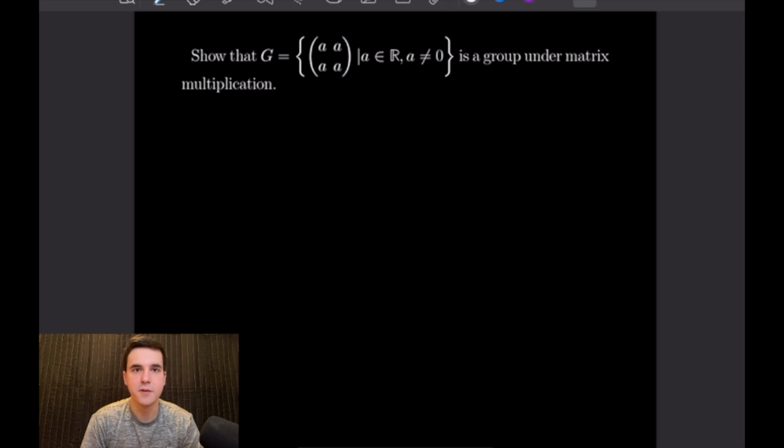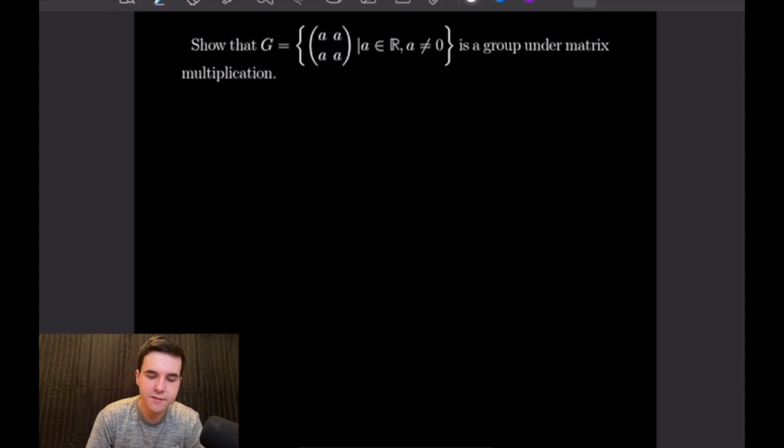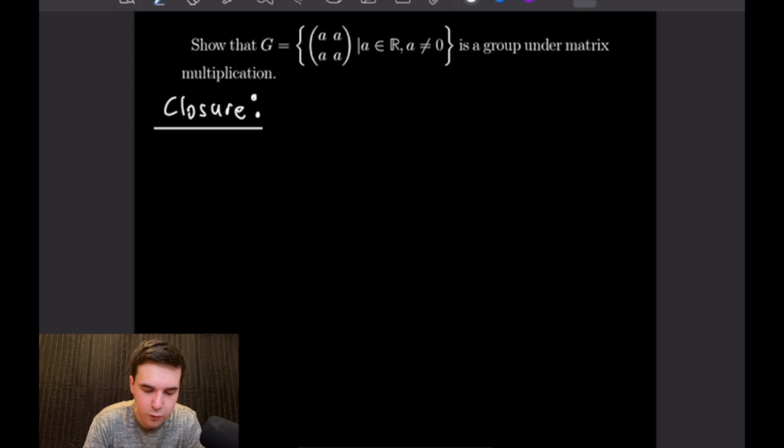But fortunately for us, we don't actually have to check associativity because it is inherited from the operation of matrix multiplication. Great. So since we don't have to check associativity, let's start by checking closure. To check closure, what we're going to want to do is take 2 elements from our set G and show that if we multiply them, or rather use our binary operation on the 2 of them, we will get something that is also in our set G.